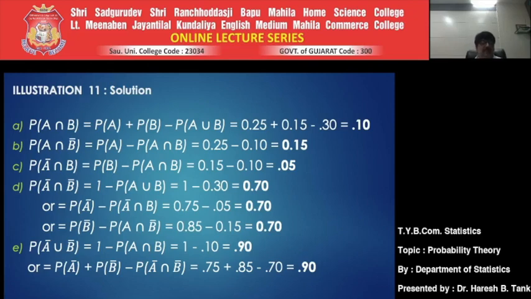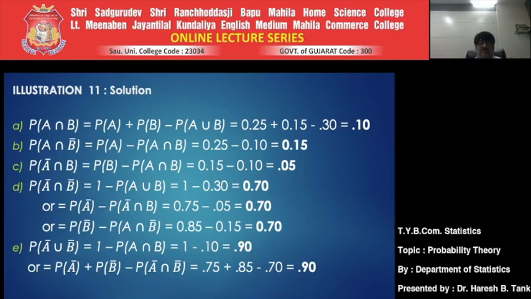Similarly, probability of A complement union B complement. We know it quite well: 1 minus probability of A intersection B. A intersection B, which we have found in the first case itself, is 0.10. 1 minus 0.10 comes to 0.90. Since it is in a union form with complements, let us forget about the complement form. Let us suppose it is C and D only.